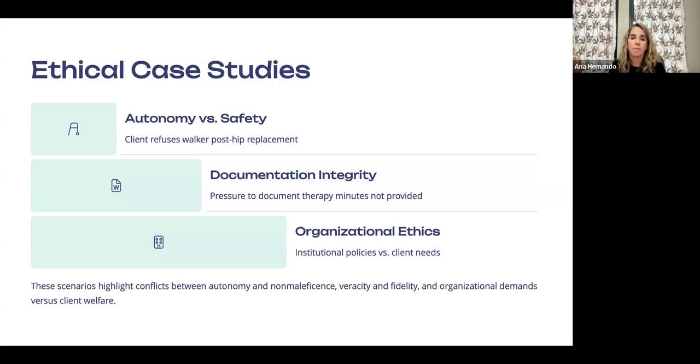These scenarios that I've mentioned highlight conflicts between autonomy and non-maleficence, veracity and fidelity, and organizational demands versus the client welfare. Now, some of the reporting from AOTA says that we must take into consideration the organizational policies that we work for, the organizational demands. And yes, we must. Ultimately, client welfare is what is going to be your guiding compass. And I know that's going to put several of you in an uncomfortable situation.